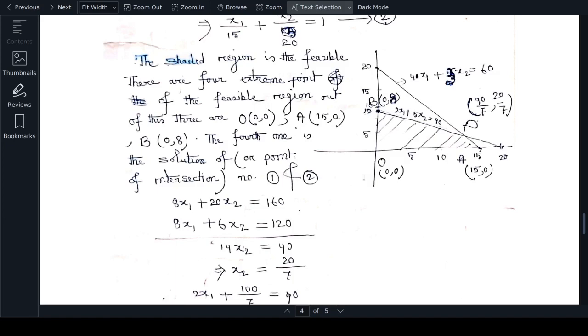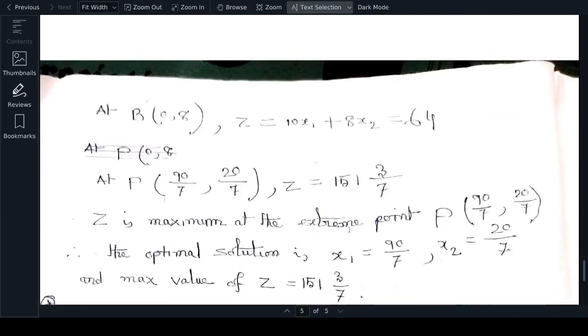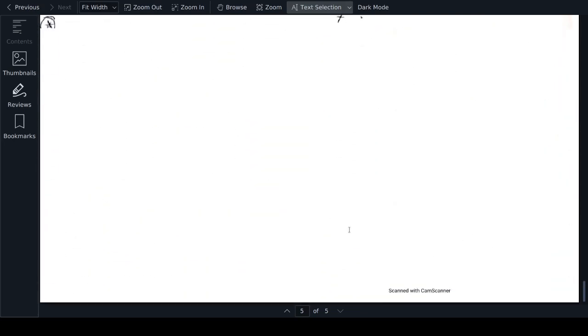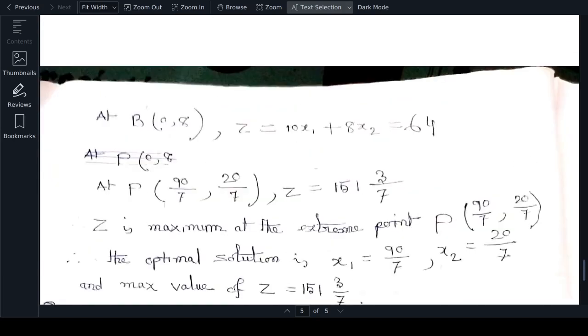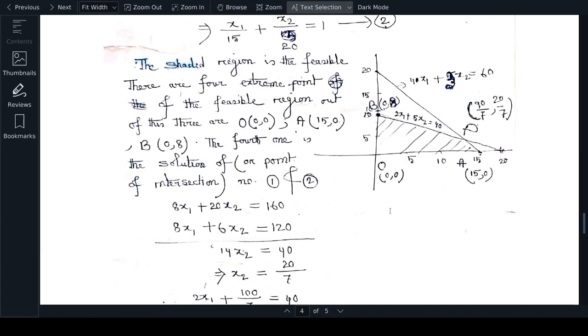Next, C and A. The AC line represents which equation? 4x1 plus 3x2 equal to 60. So you go to the inequality, 4x1 plus 3x2 less than or equal to 60. Substitute x1 0, x2 0, 0 less than or equal to 60. This is satisfied, so again the origin containing side.